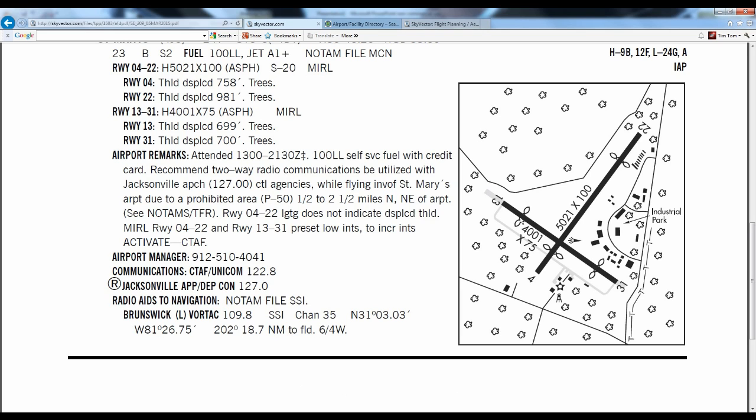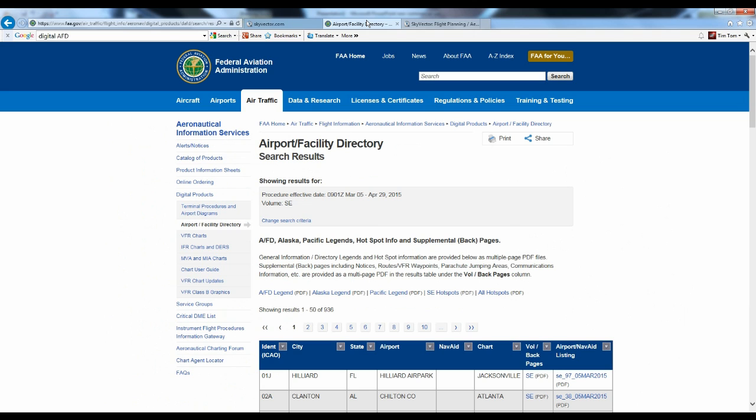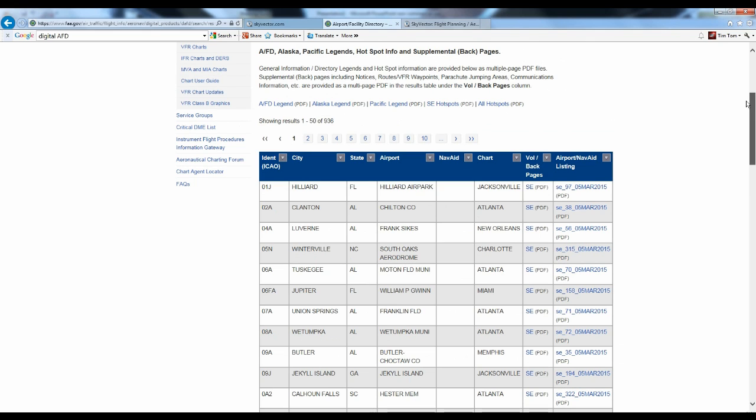And note they have a nice little airport sketch for us. This is pretty useful too because you can see the overall layout of the airport. Not all airports have this. We can see Rome has one. Back to the digital AFD. We've searched by volume. Here's all the fun stuff. You can go straight to the information page by clicking this link here. If we open it in a new tab, I'm done with this tab.